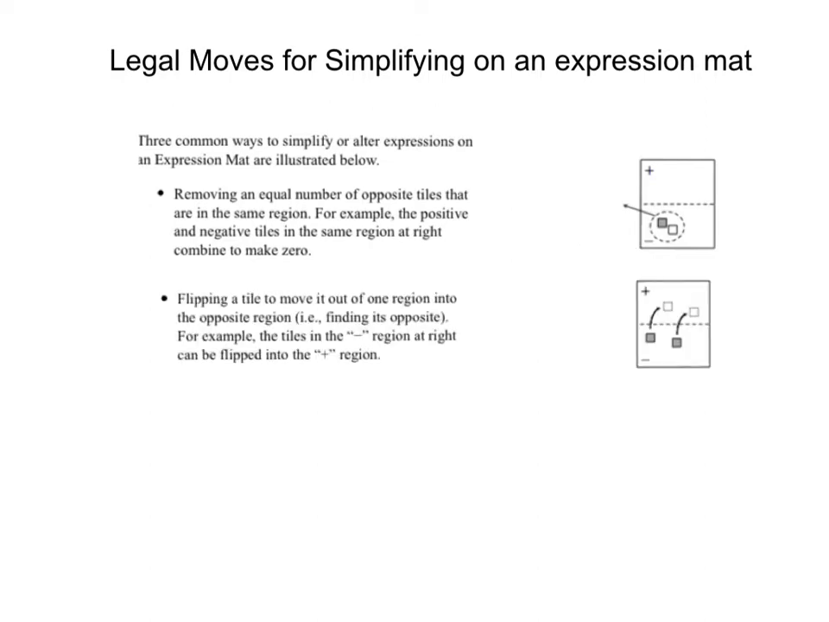The second legal move we can do would be to flip tiles from one region into the opposite region. So here in my picture, there are two 1 tiles in the negative region, so that would equal -2. Those were moved up. You can see little arrows. Those were moved up to the positive region, and in doing so, I had to flip them over to the opposite side.